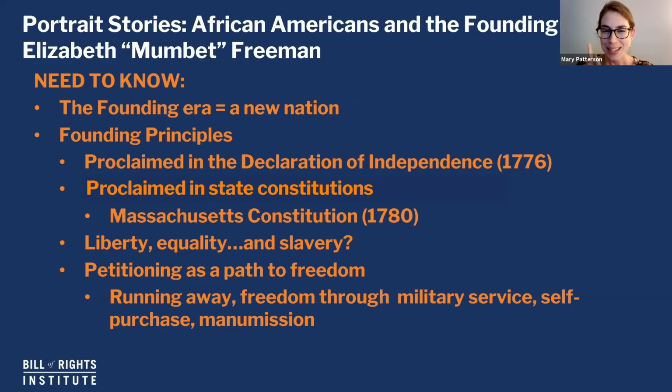Here is where Elizabeth Mumbet Freeman's portrait comes in. The story of the founding, the story of slavery, is very complex, and Elizabeth Freeman is an example of petitioning as a path to freedom. Petitioning is officially bringing a grievance or request to a governing body. This is a long-standing tradition in Great Britain. It carries over to the American colonies. It's basically like formally complaining, and I love complaining. Who doesn't love to complain? But in this case, Elizabeth Freeman and others are going to formally petition for their freedom. It's a path to freedom, one of many paths to freedom.